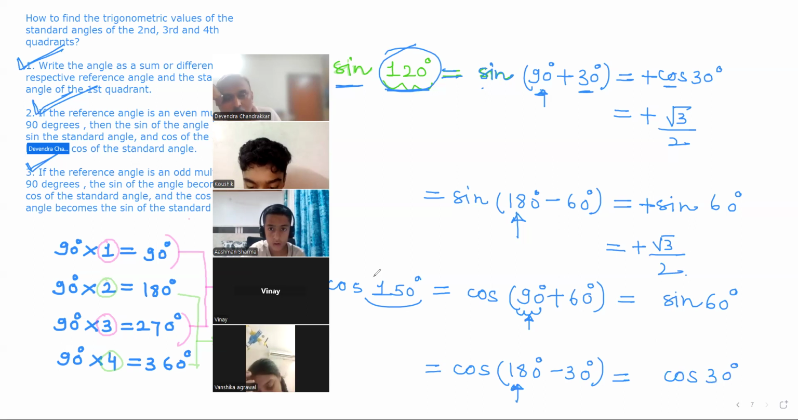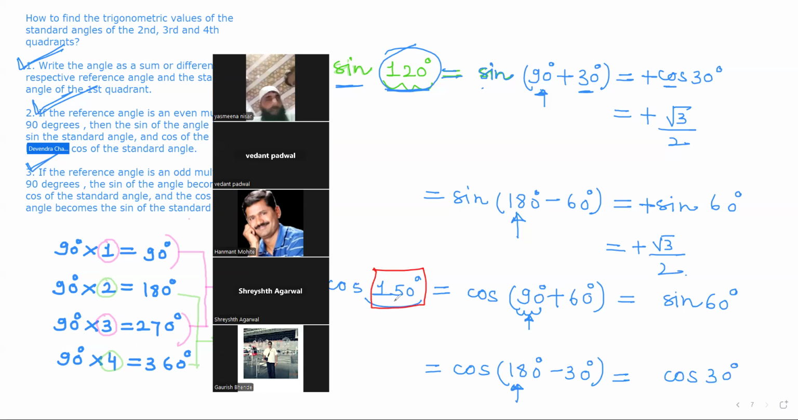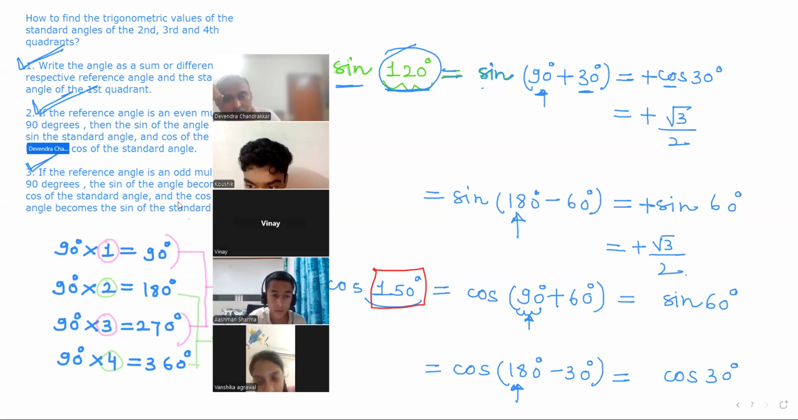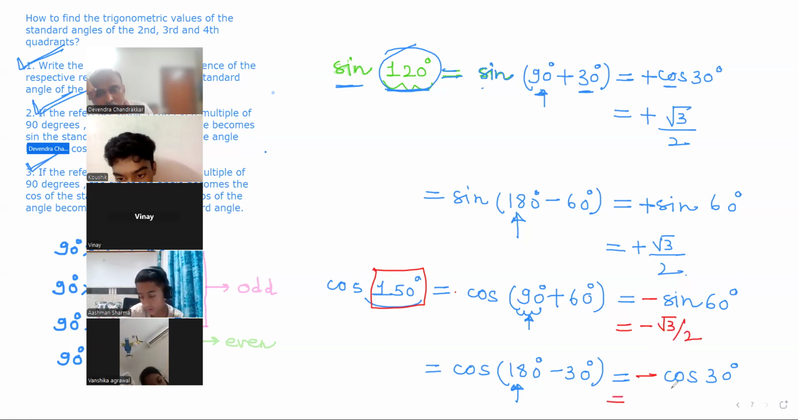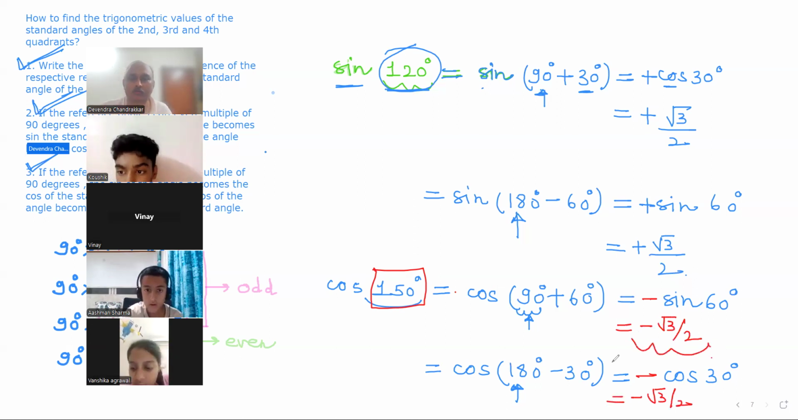Now there is a catch. Cos is positive or negative in the second quadrant? Who is telling me? Hanuman, tell me. Cos is positive or negative in the second quadrant? Negative. So here you have to put a negative sign in the final value. Okay? What is sin 60? Root 3 by 2. What is cos 30? Root 3 by 2. So negative root 3 by 2 is the answer for cos 150 also. Understood all of you? Yes sir.